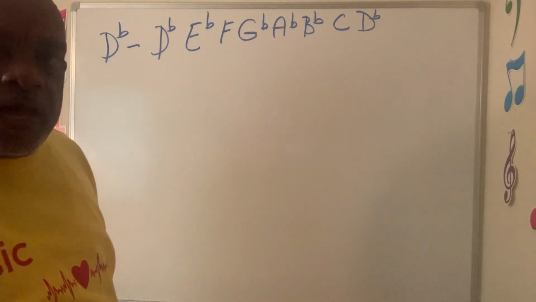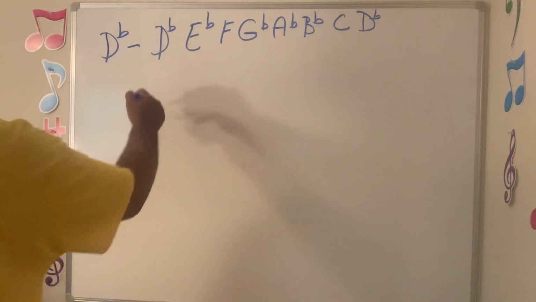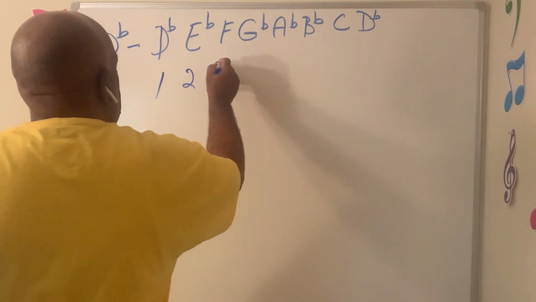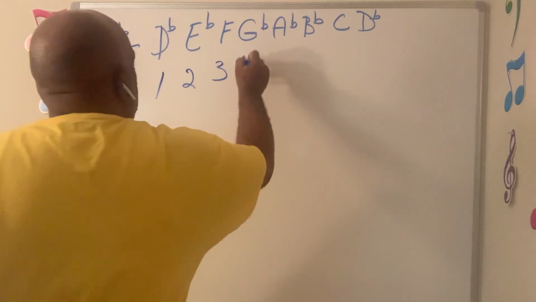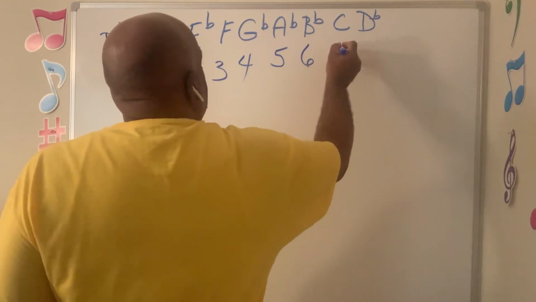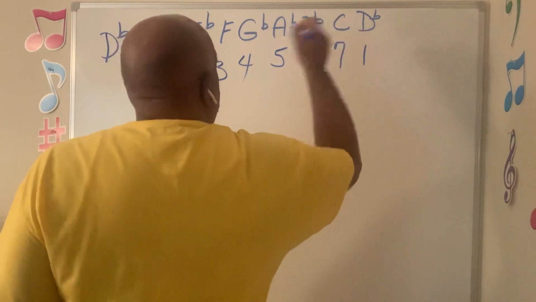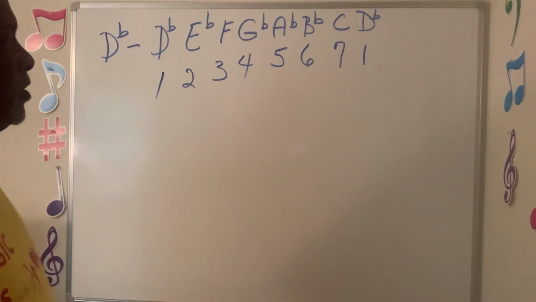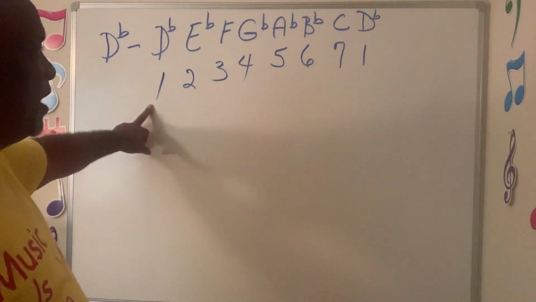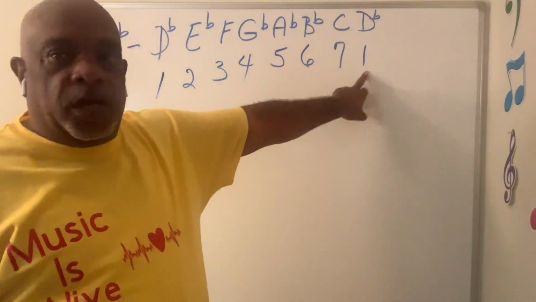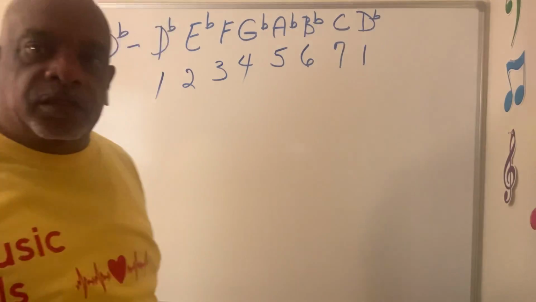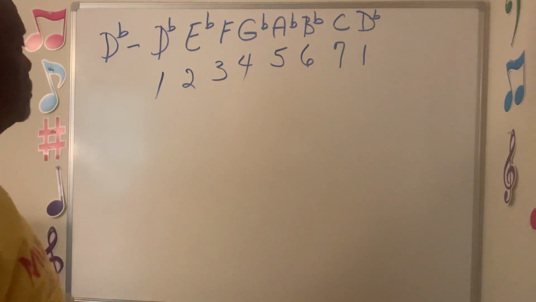So now let's put the number system under it. D flat is the 1, E flat is the 2, F is the 3, G flat is the 4, A flat is the 5, B flat is the 6, C is the 7, and D flat back to the 1. You notice I never say 8, because D flat is the 1, and on down the line, every time you get to a D flat, it's going to be the 1. All right? So one more time.